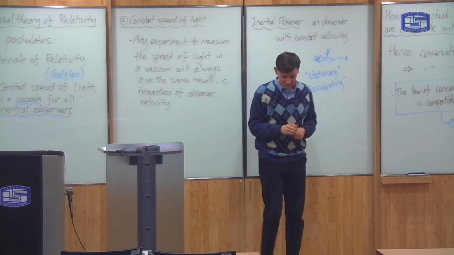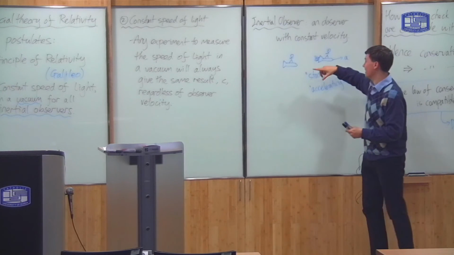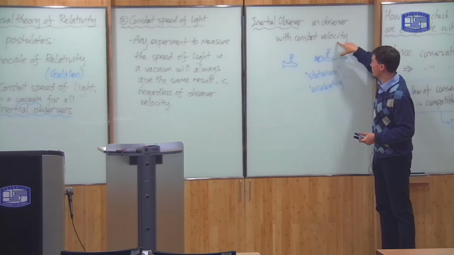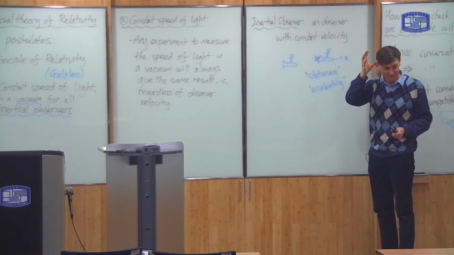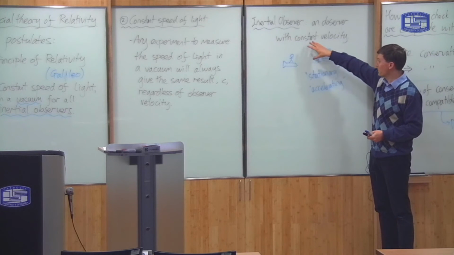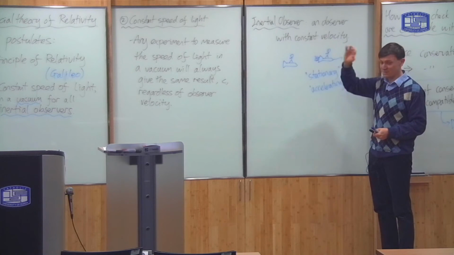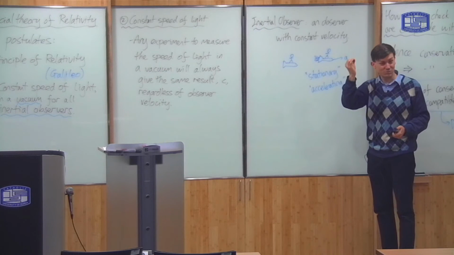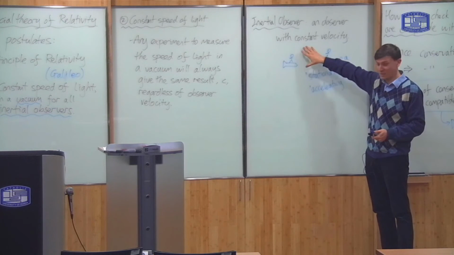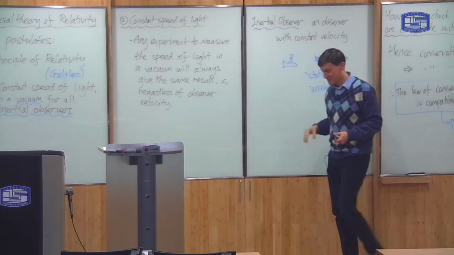Okay? And this means, the reason I'm saying this now, this means that this definition of inertial observer is a well-defined definition, okay? Because an inertial observer is an observer with zero acceleration. And the concept of acceleration is an absolute concept. Okay? So this is a well-defined definition.